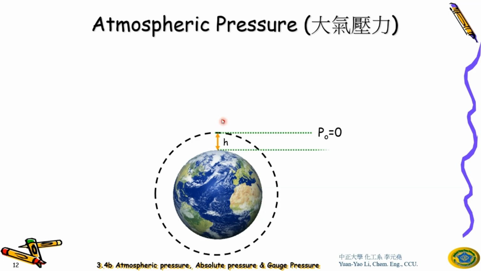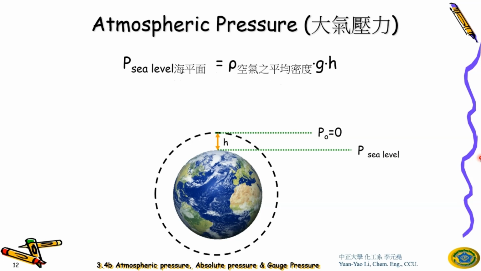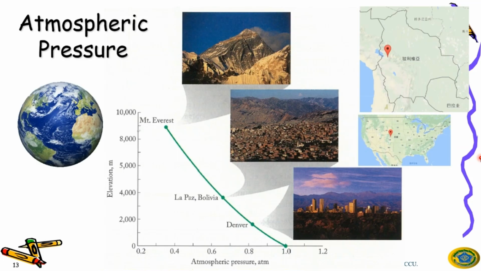And then up here, this is called sea level. We use sea level as a standard. And then the pressure at sea level is equal to what? Rho gh. That's what we learned, rho gh. So for the rho gh, it's about 760 millimeter mercury. Okay? And that will be 1 atm.